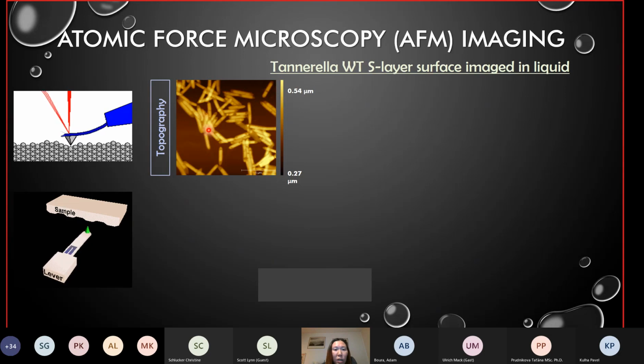And here is the bacteria sample. This is Tannerella forsythia, which is an oral pathogen, a famous member of the red complex family, and it causes periodontal disease.